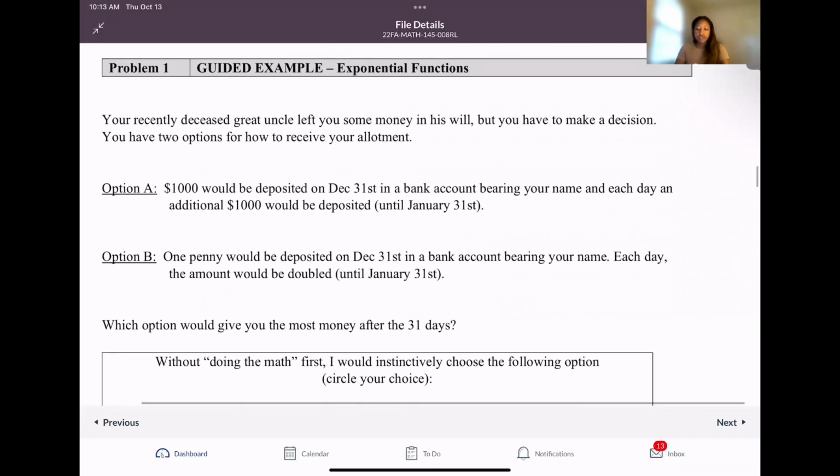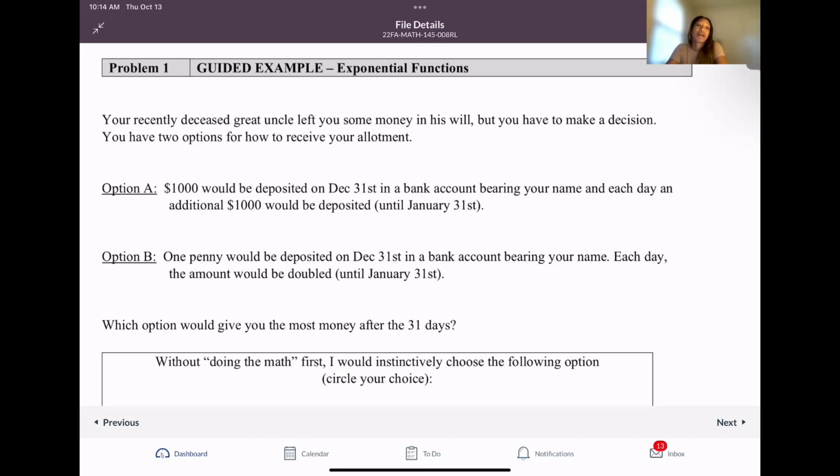Your recently deceased great uncle left you some money in his will, but you have to make a decision. You have 2 options for how to receive your allotment. Option A, you can get $1,000 deposited on December 31st in a bank account with your name on it, and each day an additional $1,000 will be deposited until January 31st. So you start with $1,000, and then every day you get another $1,000 for the entire month of January.